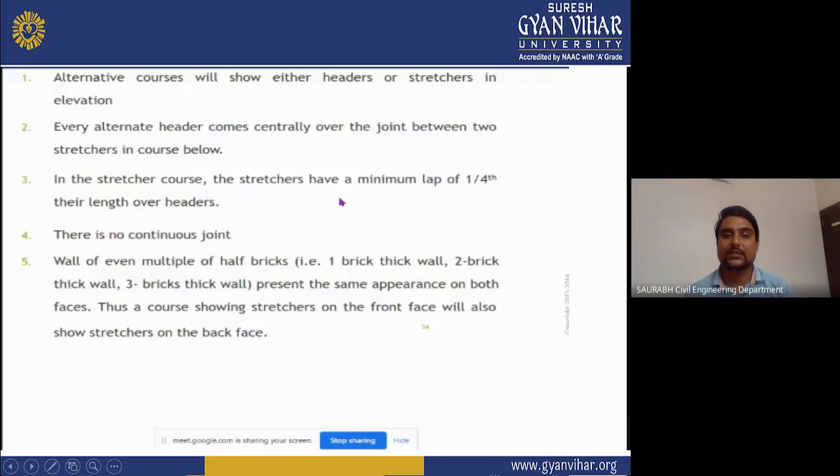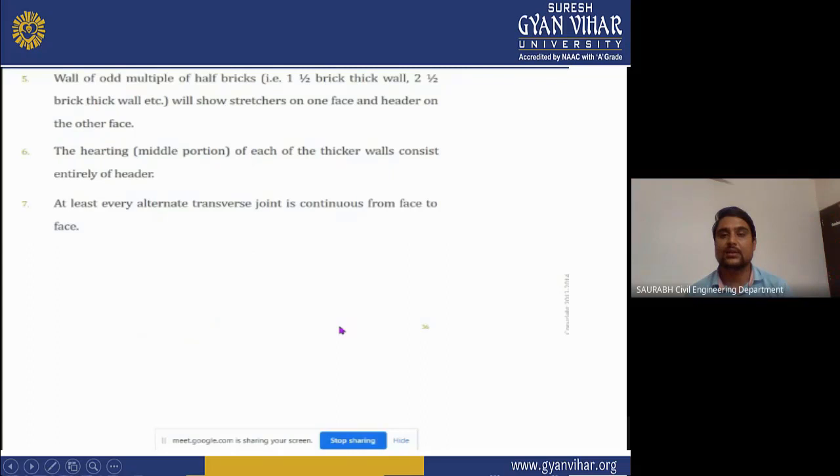A wall of even multiple of half brick presents the same appearance on both faces. Thus, a course showing stretcher on the front face will also show stretcher on the back face. A wall of odd multiple of half brick will show stretcher on one face and header on the other face.